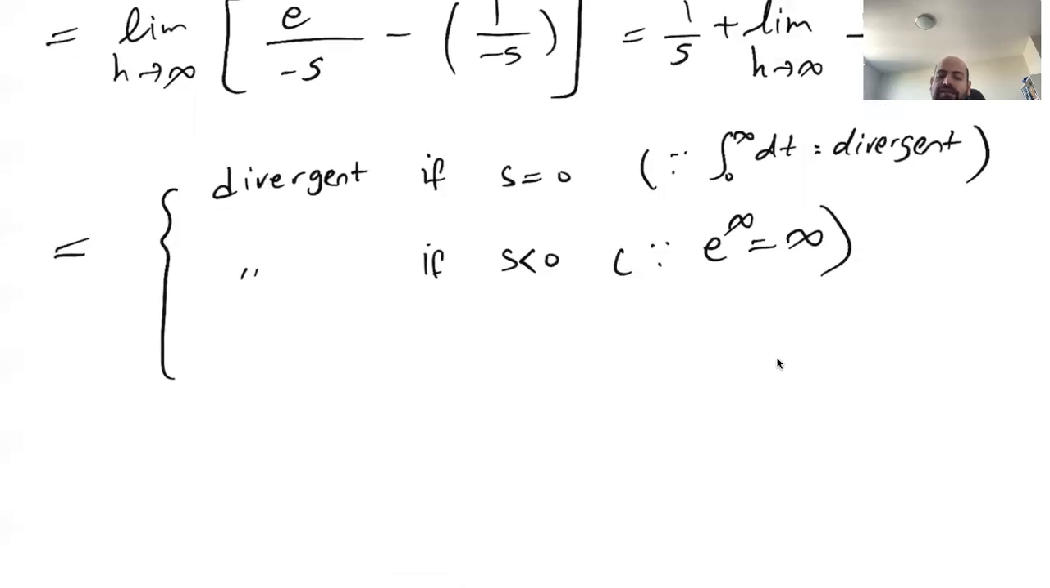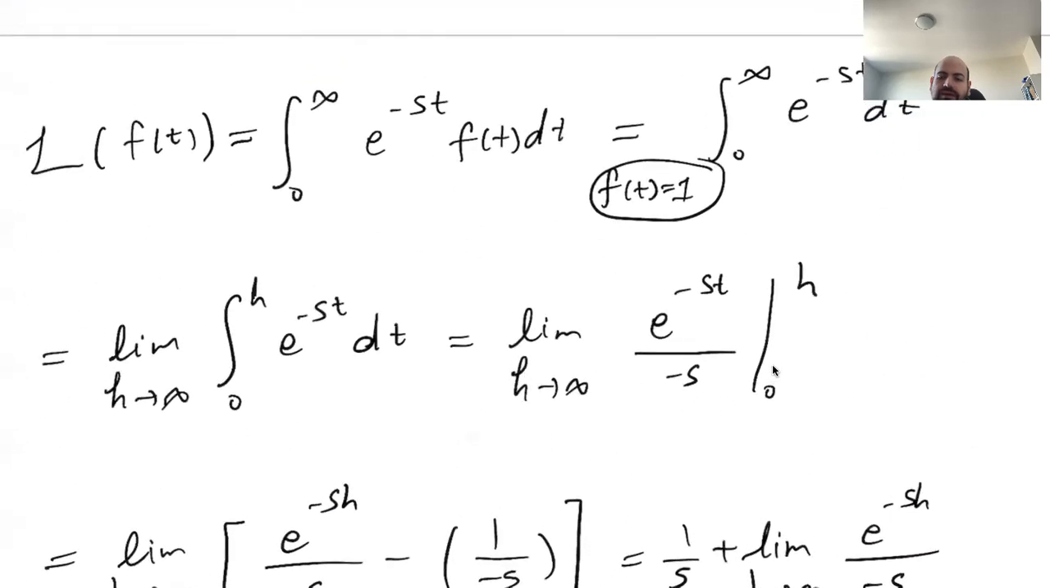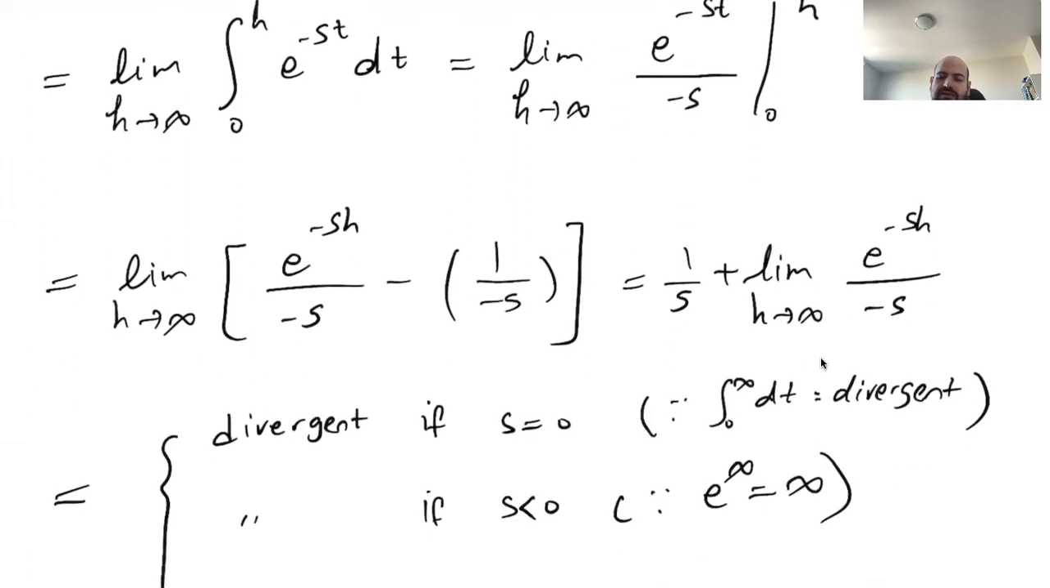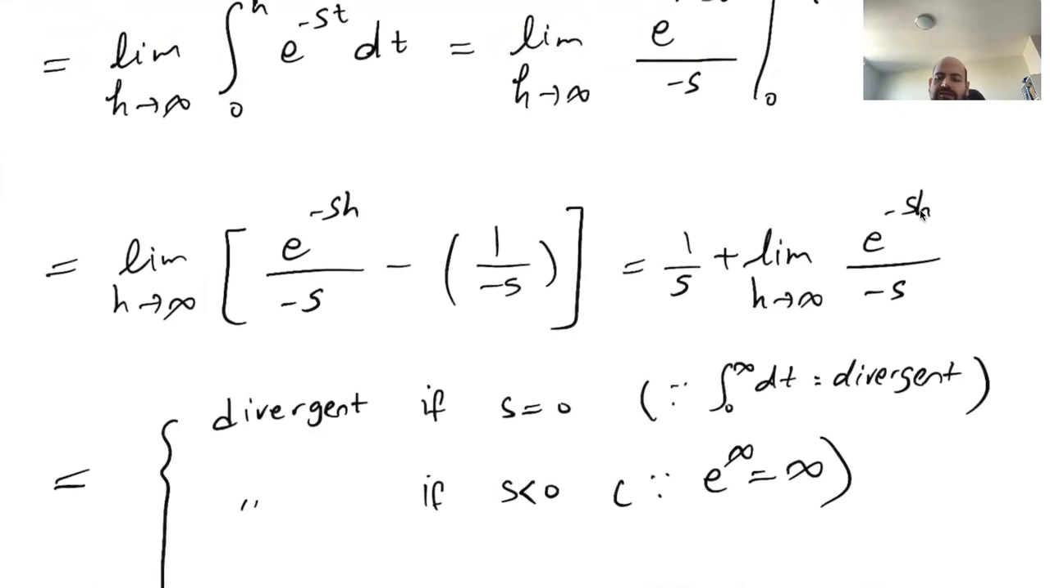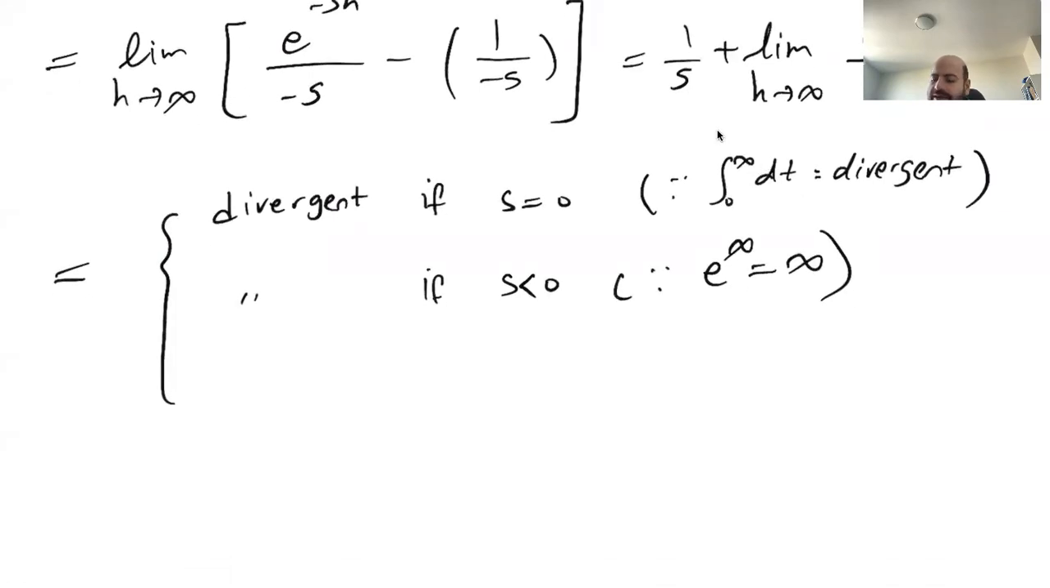And finally, if s is bigger than 0, what can we say? If s is bigger than 0, then I'll have e to power minus infinity here. Because h goes to infinity, this will be going to infinity, times minus will be e to power minus infinity. E to power minus infinity is 0. In the limit, it will be 0. So this term will vanish, and I'll be left with 1 over s. So 1 over s plus 0, which will be equal to 1 over s.